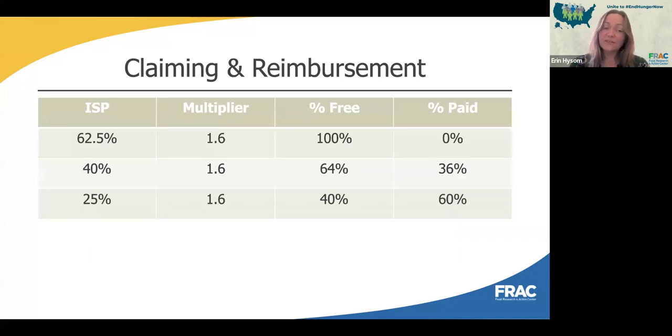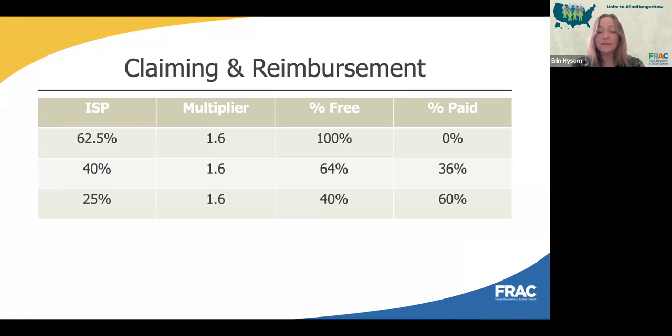So at different identified student percentages, you're going to receive a different amount of federal reimbursement, right? At 62.5%, this is like the sweet spot. If you have an identified student percentage of 62.5%, all of the meals you serve are reimbursed at that higher federal free rate. As your ISP drops, you're going to get less federal money.